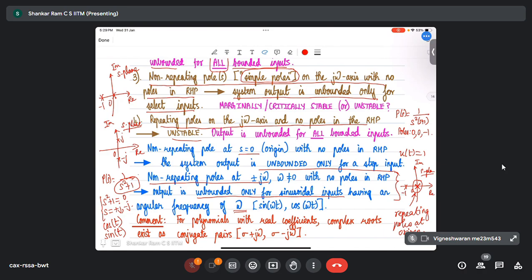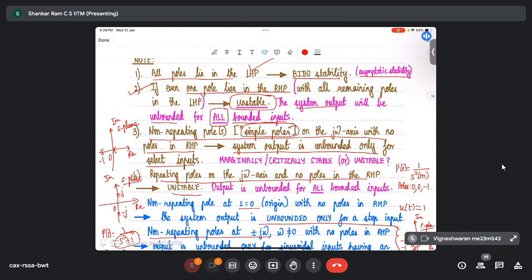So let me recap before we open up for discussions, because this is an important concept. I want all of us to understand this very clearly as we go ahead in the future. Case number 1: if we have all poles in the left half of the complex plane, strictly negative real parts, nothing on the imaginary axis, nothing in the right half plane, we have the best scenario. The system is stable, no doubt. Case 2: even if one pole lies in the right half plane, the system is unstable. The system output will be unbounded for all bounded inputs.